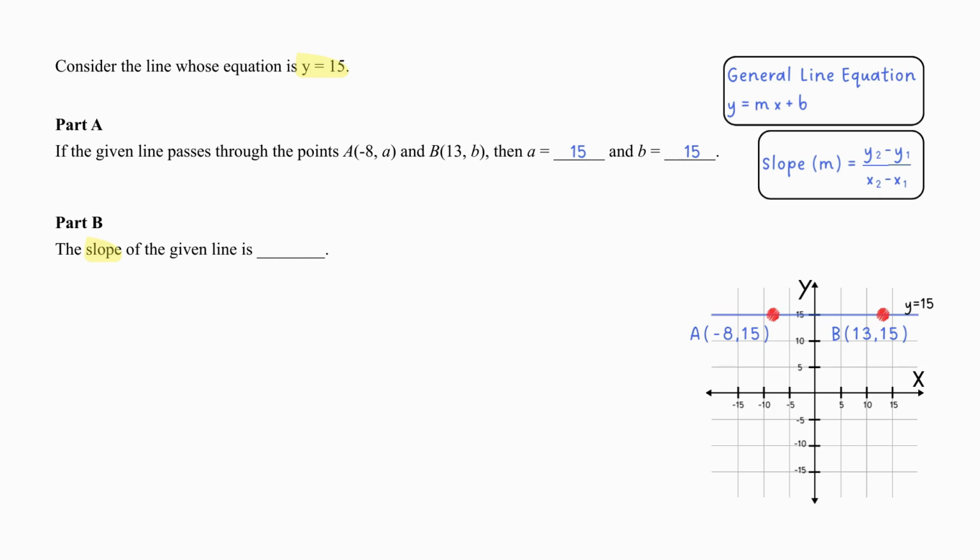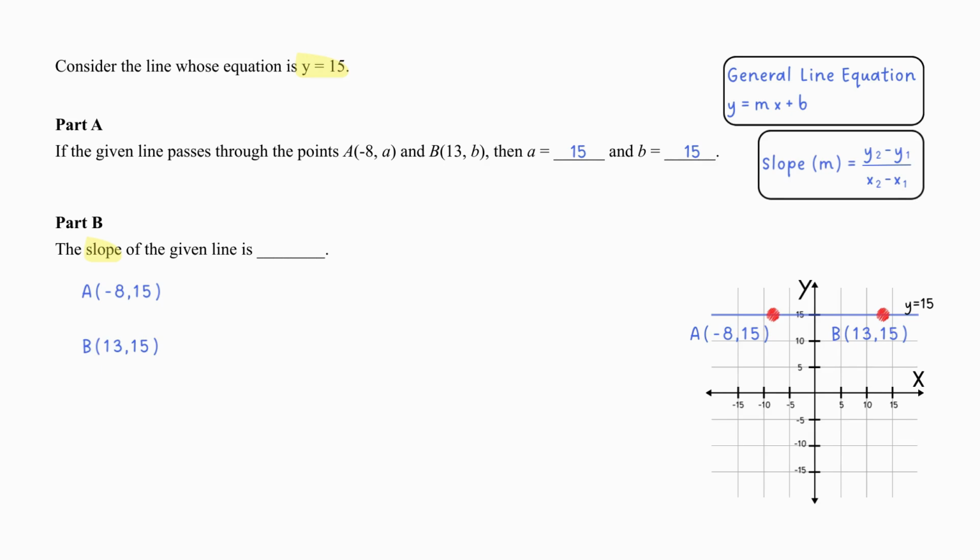However, there is a way to calculate it by dividing the rise, which is the change in y value, over the run, which is the change in the x value. We are going to use our 2 points from part A. Point A, -8, 15, and point B, 13, 15.